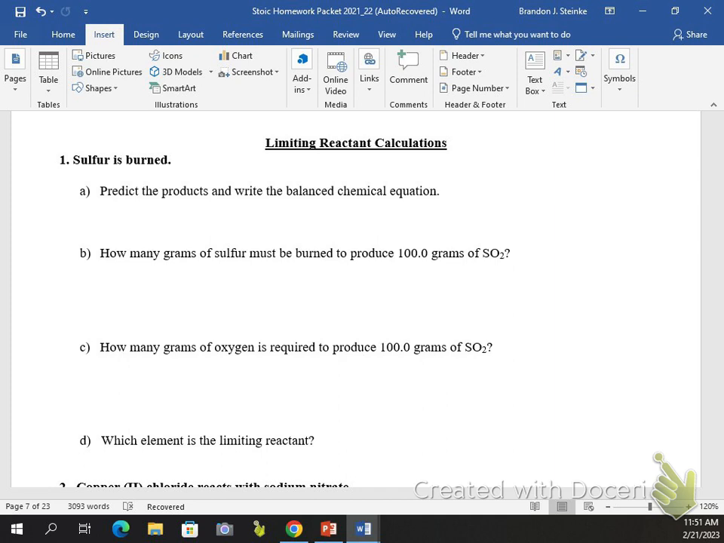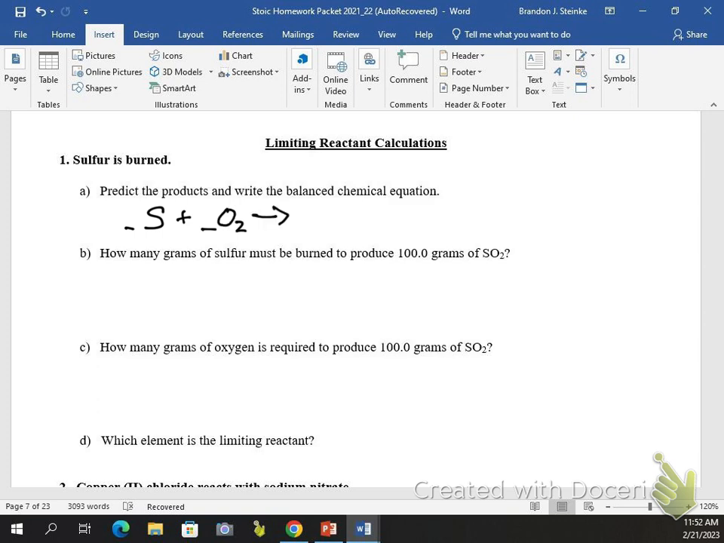Okay? So what do you need to do first? Predict the products and write the balanced equation, right? We know we're going from a reactant into a product, so that's going to require a stoich step. So I need a balanced equation. So here we go. Sulfur is burned. Well, what do we know about when anything is burned? Is sulfur diatomic? No, it's not. So we're just good with S. Anytime anything is burned on Earth, what must be present? Oxygen.